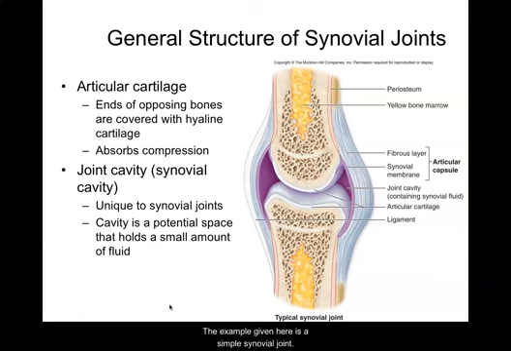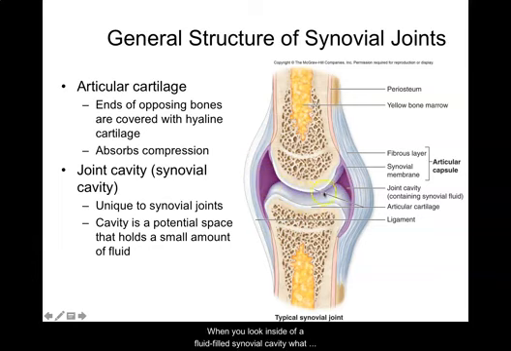The example given here is a simple synovial joint. This could be a synovial joint between two phalanges in your digits, or maybe a phalange and a metacarpal at your knuckles between your hand and your fingers. But two bones, so a simple joint. And you'll notice here that this has been sliced open in a longitudinal plane, and we're able to see the outline of the joint capsule out here, and then this hollow space on the inside of this cavity.